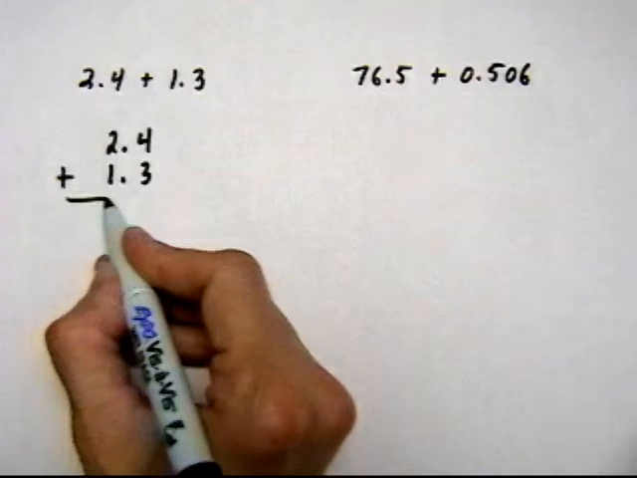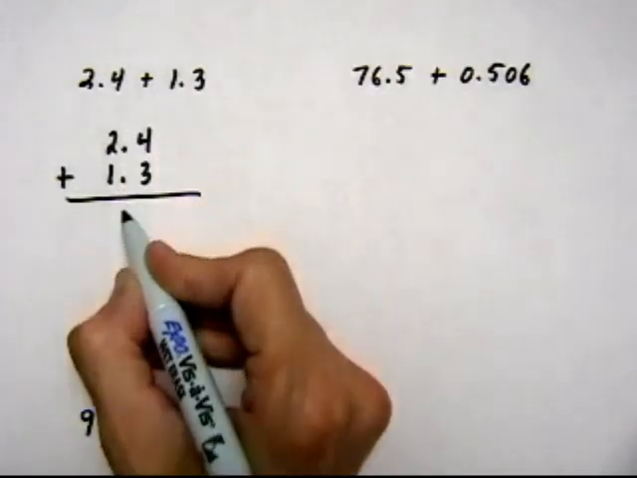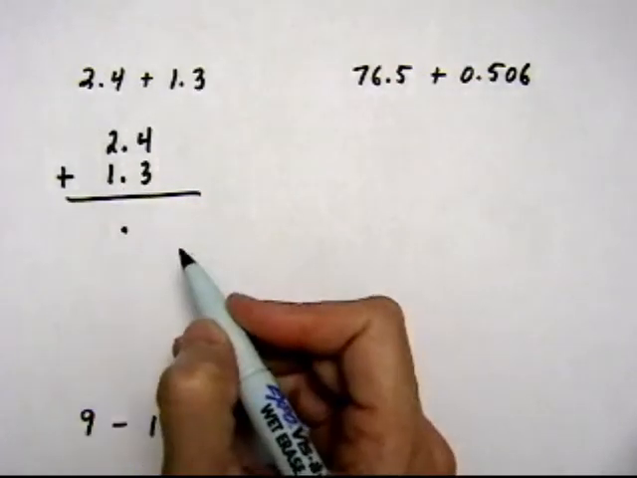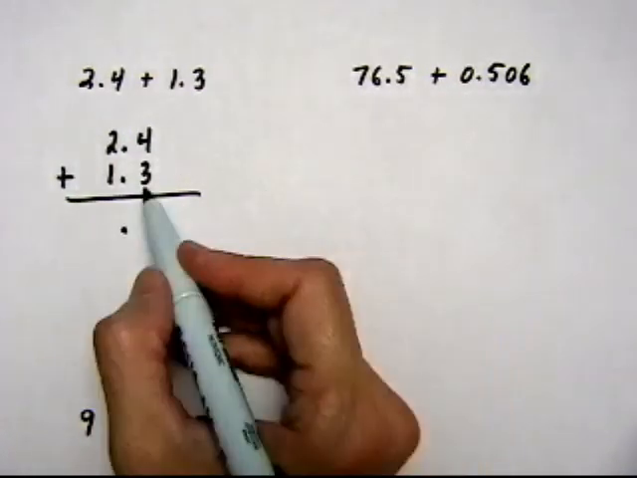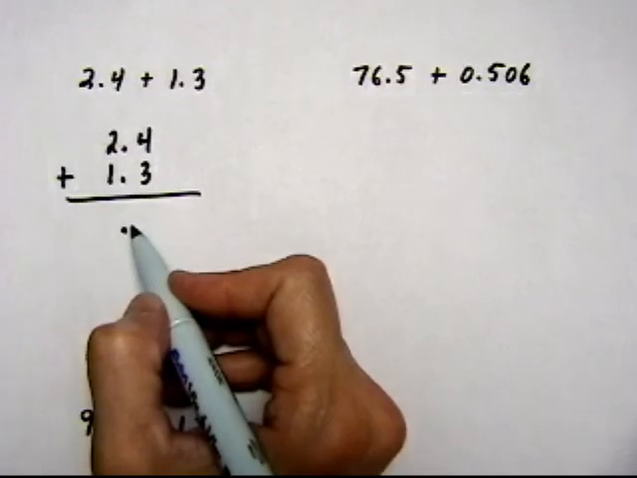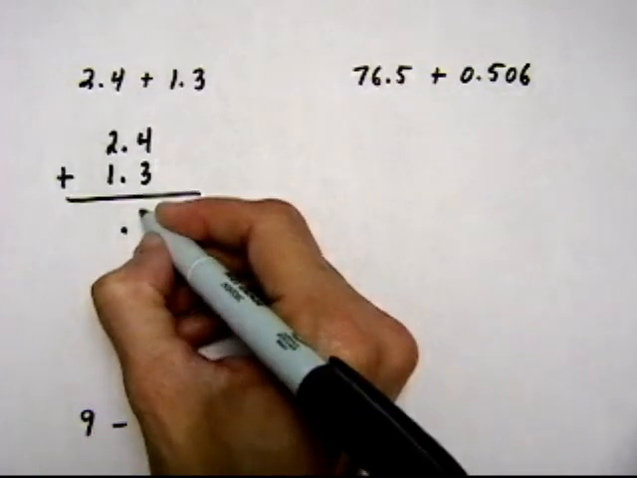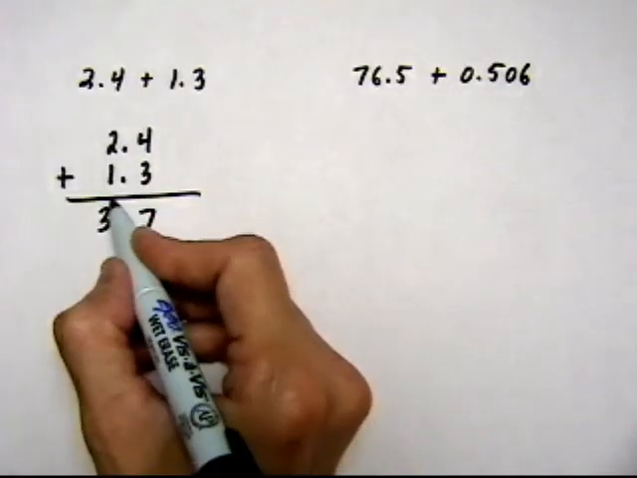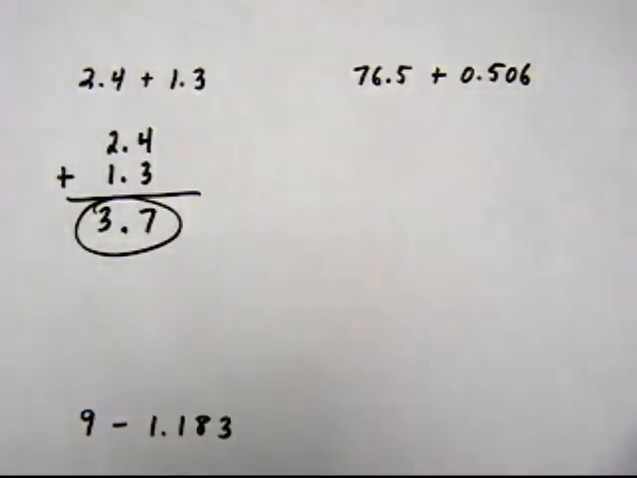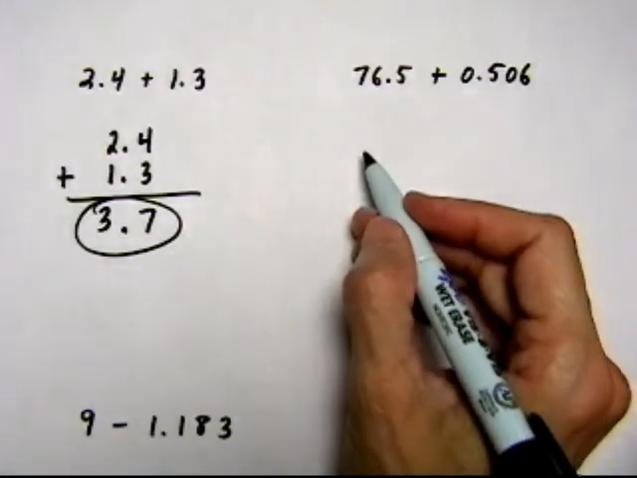And that gives us, now in the answer, we line up the decimal point. So just drop it right down there and then go ahead and do the addition or subtraction, whatever it is, as if the decimal point wasn't even there, because you've already got it in place. 4 plus 3 is 7. 2 plus 1 is 3. There's our answer, 3.7.